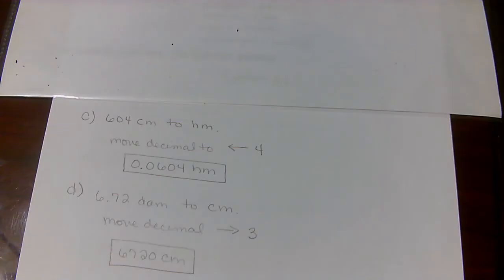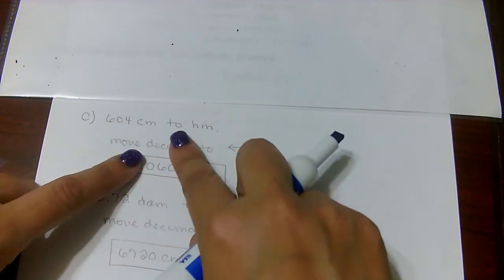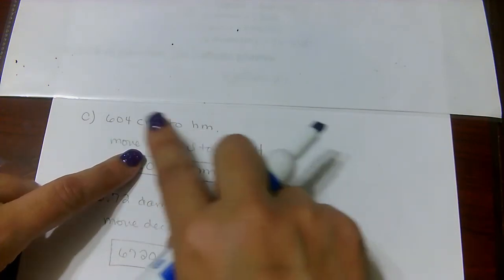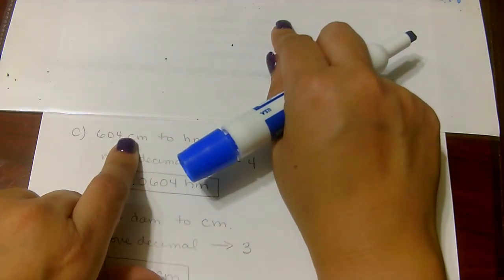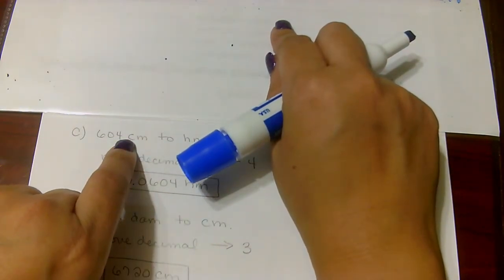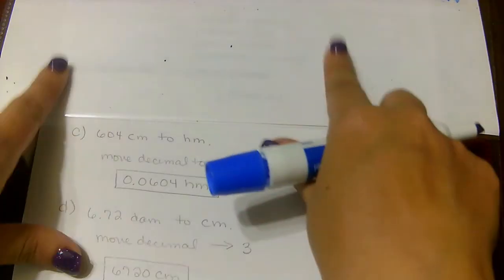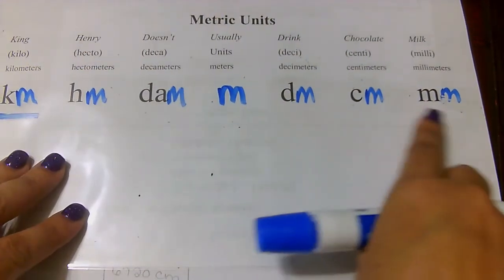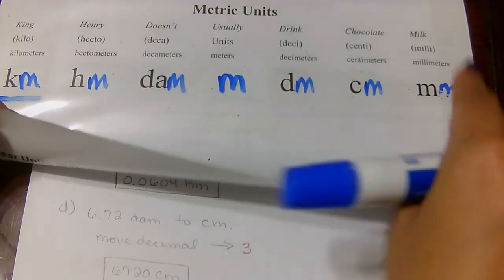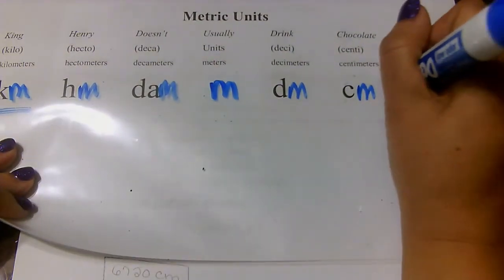Okay, let's go ahead and try this with part C. We have 604 centimeters to hectometers. In this case, we have 604 and a decimal goes right after the 4. We're going from centimeters to hectometers. So let's go ahead and draw that. We're still using meters, so I didn't change that. But now our decimal place is going to be after the centimeters.